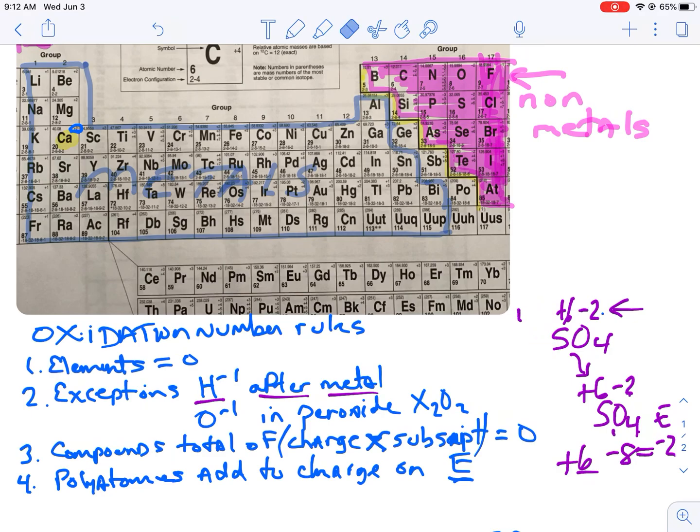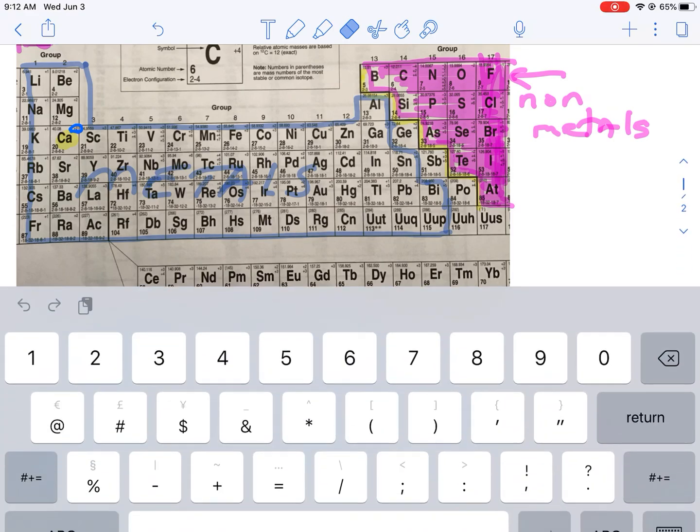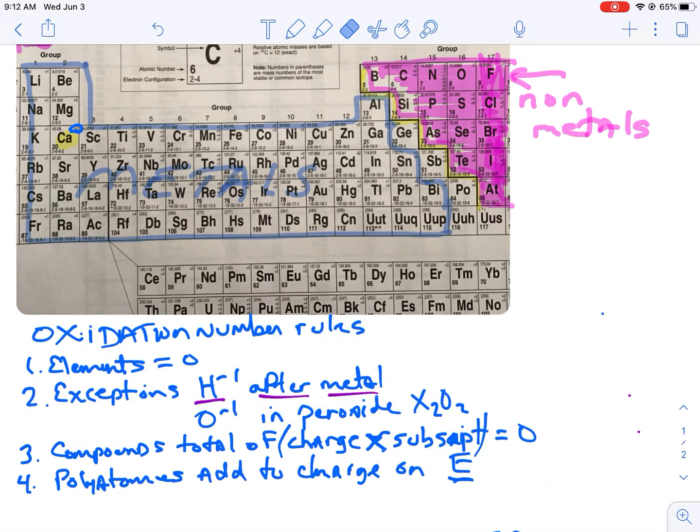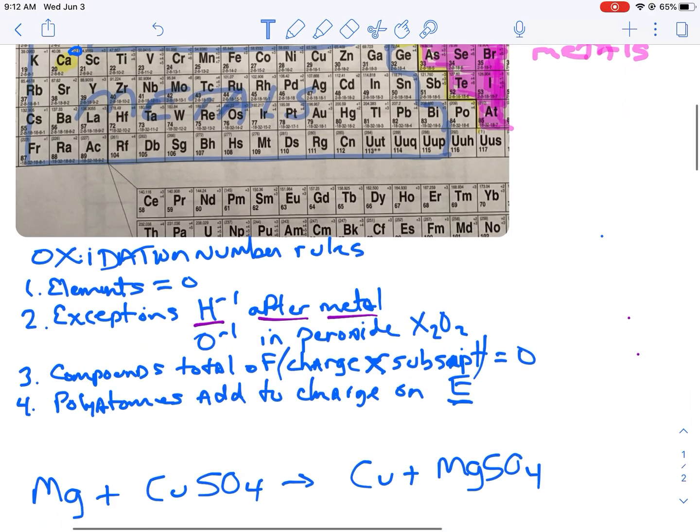Why is this so important? The chapter is called Redox. And redox means that there's a change in oxidation number. So we have to know how to assign oxidation numbers within an equation, because if we don't know how to do that, then we're not going to see the change that's going on.